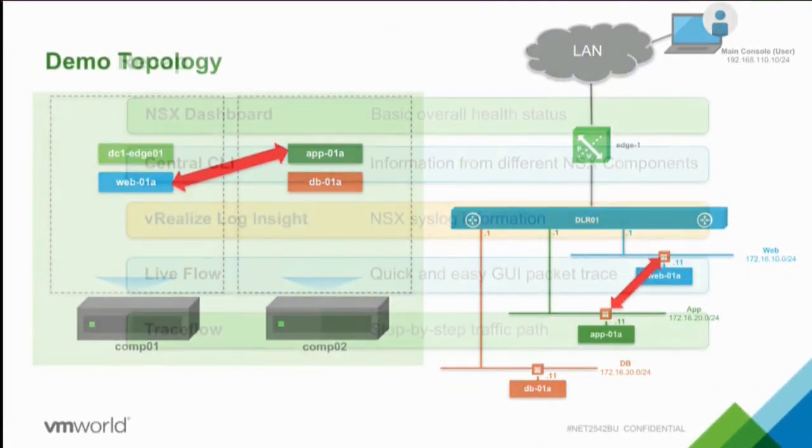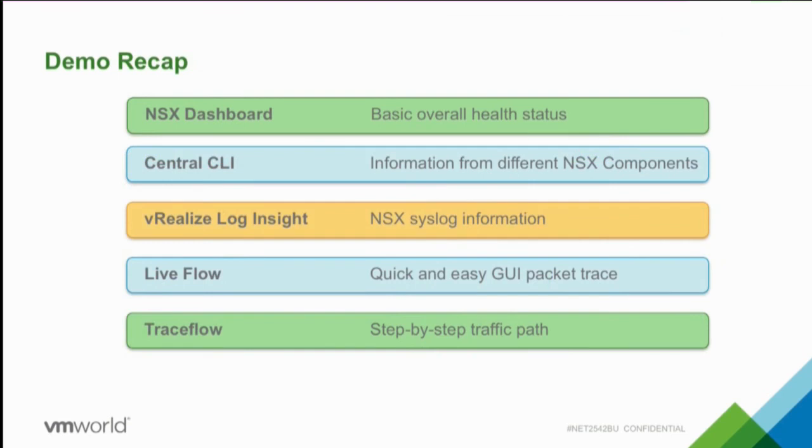So just as a recap, we have been using several NSX native operating tools: the dashboard to look at the overall health, the central CLI to do the packet trace or to retrieve information, routing tables, MAC tables, etc. The Log Insight to look at all the logs of all the infrastructure, in particular the ones for the firewall. Live Flow, so that everybody in the team, even the compute guys or the guys that are less skilled, can get any trace and can determine if traffic is making it into their VMs. And finally, TraceFlow to get this step-by-step traffic path.